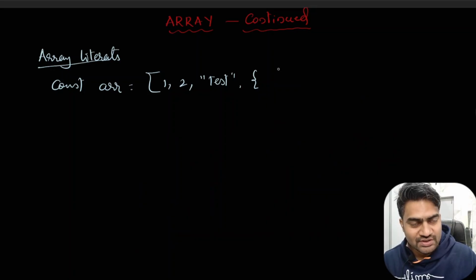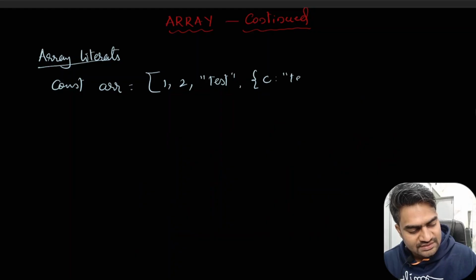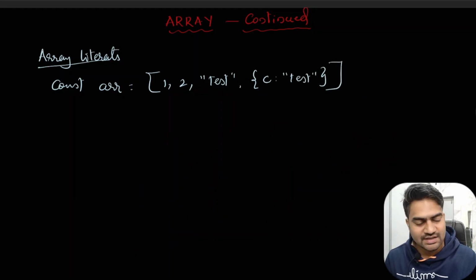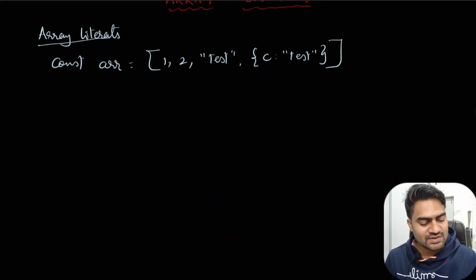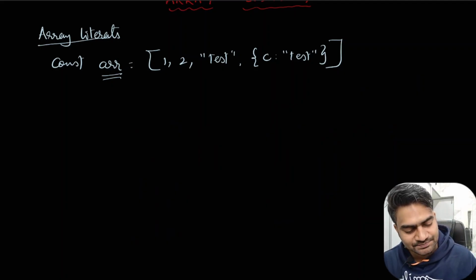That's the beauty of JavaScript. So something like this, test. This is an object, and I will close my array declaration with a square bracket. Why is this the case here? Because an array is nothing but an object, and whatever data you store inside the array is also an object. So it's a collection of objects. That's why it is able to take any kind of elements into the array. So this is the array literals way.